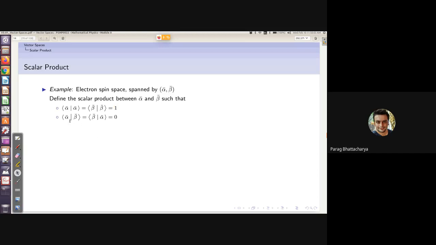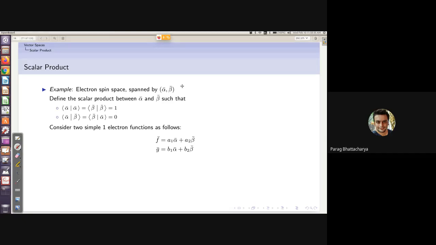That's one definition. Another one is if you take the scalar product of alpha and beta, with alpha as the left function and beta as the right function, or beta as the left function and alpha as the right function, then the result is 0. So we define it as: if both the vectors are the same, the scalar product takes the value 1; if the two vectors are different, it takes the value 0. That's how we define the scalar product in an electron spin space. Now suppose I have two 1 electron functions. Remember, this is the basis.